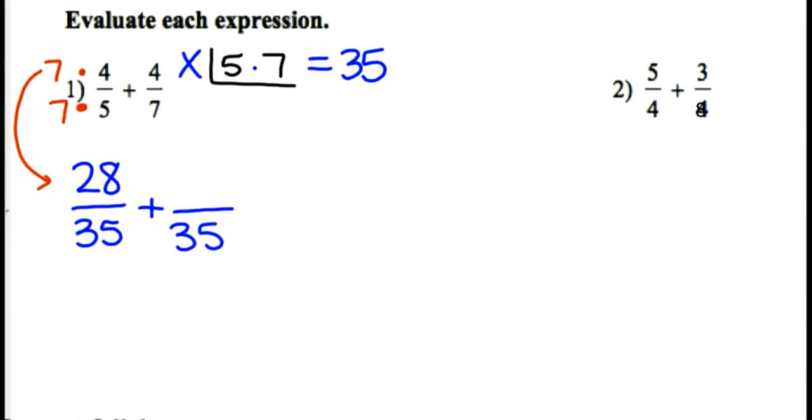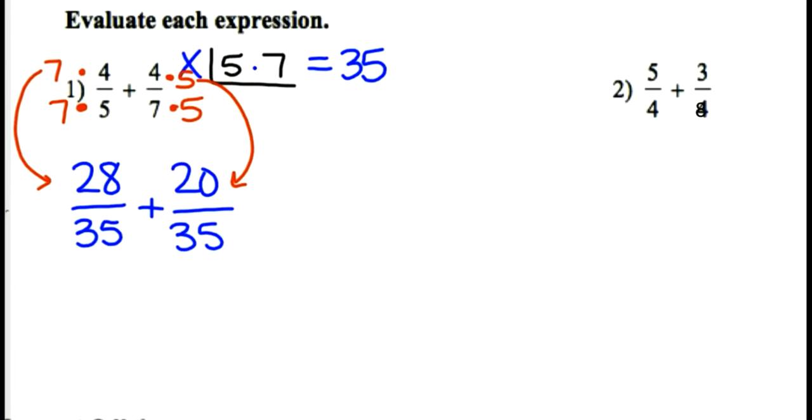Same process with the other fraction. I'm going to multiply what to 7 to get me to 35. And I'm going to multiply 7 by 5 to get me to 35. What I multiply the denominator by, I have to multiply the numerator. So I'm going to multiply the numerator by 5 also. And 5 times 4 is going to be 20.